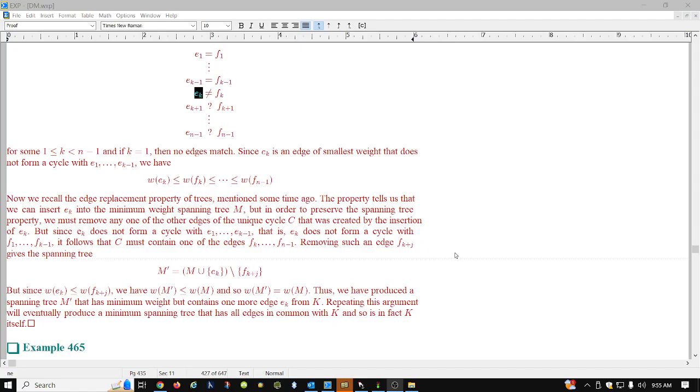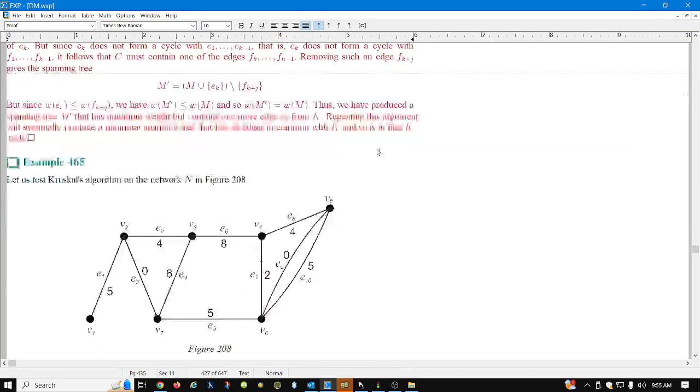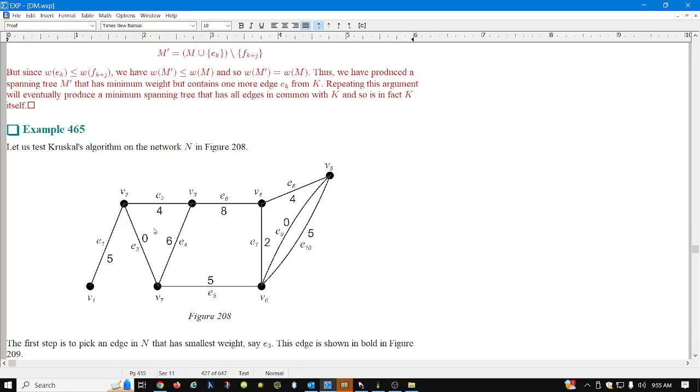Okay, hope that was clear enough. It's probably worth going over again if it wasn't clear enough. And if you go over it a few times and it's still not clear enough, that's probably my fault for not explaining it well enough. But let's test out Kruskal's algorithm on this network.